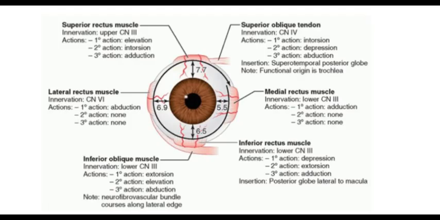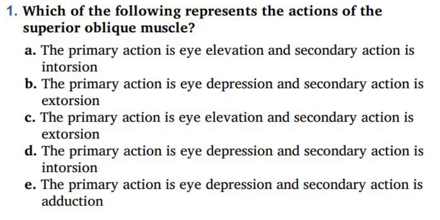Now, back to our question. Our question asks which of these represents the actions of the superior oblique muscle. What do we know about the superior oblique muscle? From our discussion, we know that it does abduction as its tertiary action. It also causes depression of the eye, and it causes intorsion of the eye.